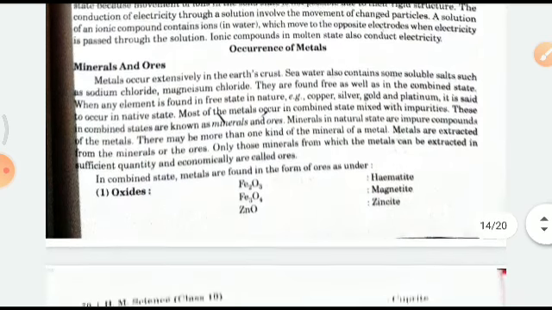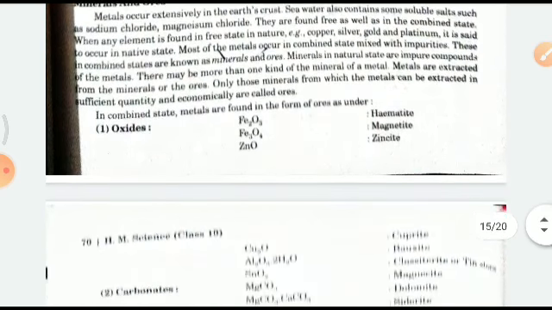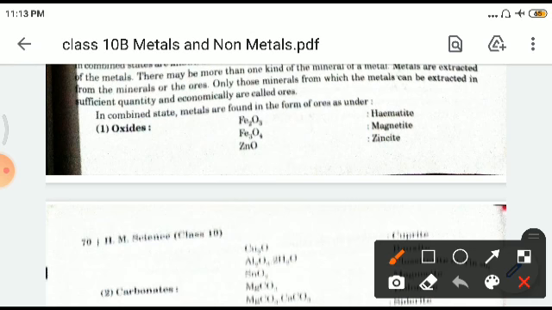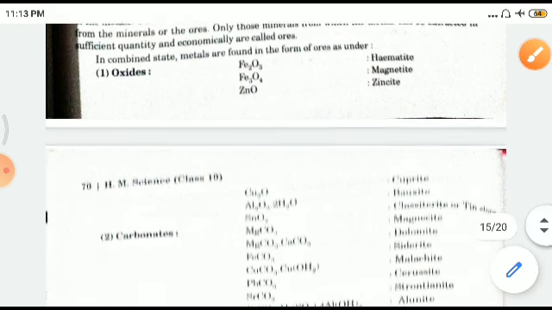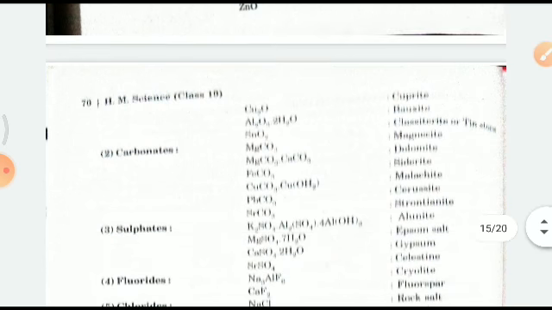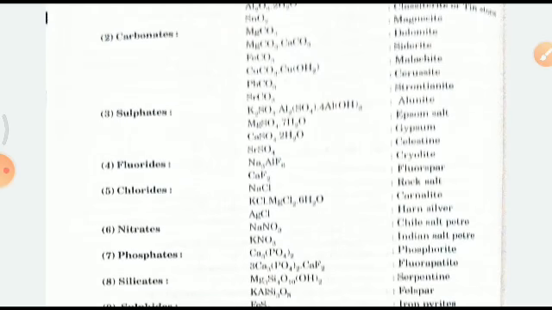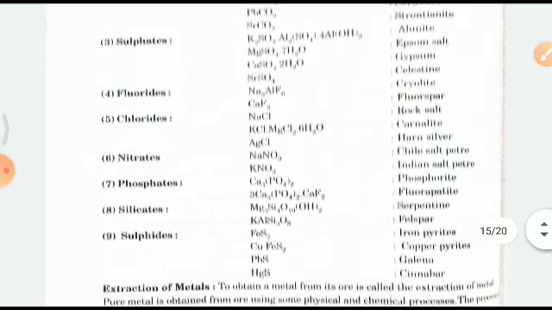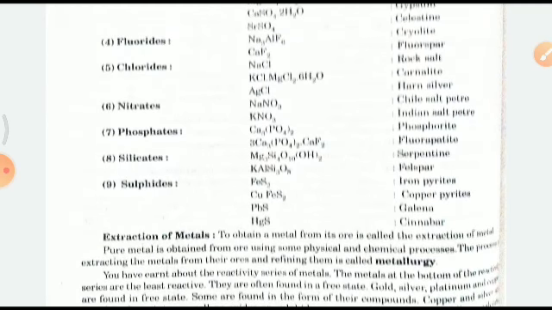Now, these metals occur in the form of minerals and ores. You can see the oxide ores: Fe2O3 is hematite, Fe3O4 is magnetite. Now, remember this, Fe3O4, right, children? This is super important because this is what a magnet is. Magnetite is basically a magnet. Then zincite. Then there are cuprite and bauxite also. Then there are carbonates also, sulfates, fluorides, chlorides, nitrates, phosphates, silicates, sulfides. All these are ores.